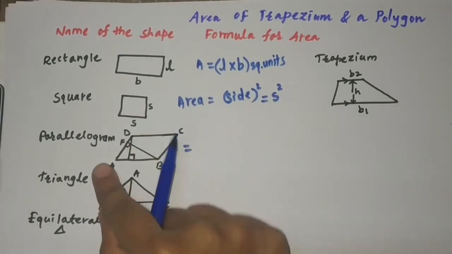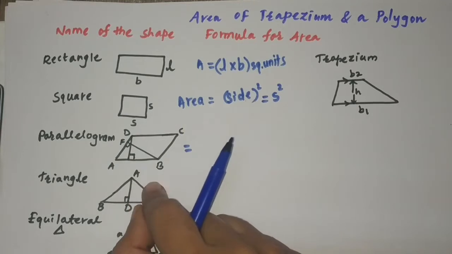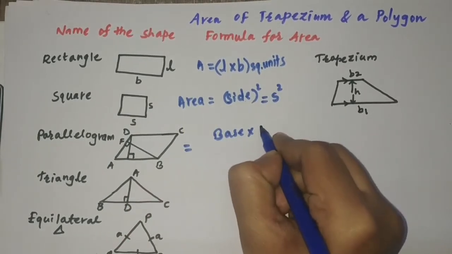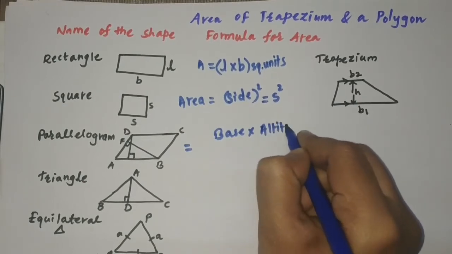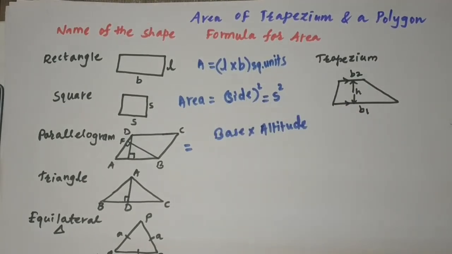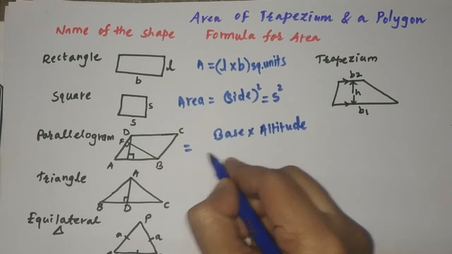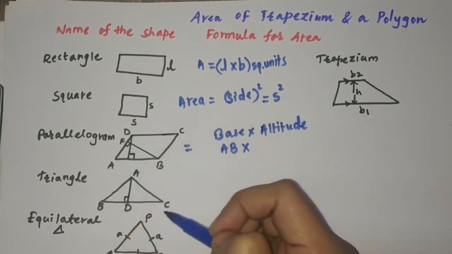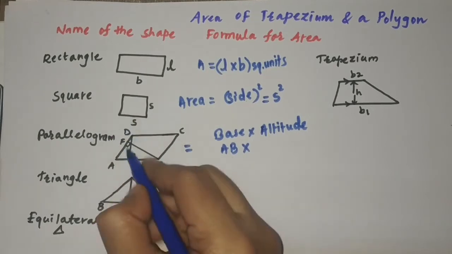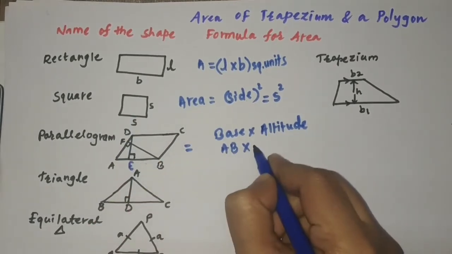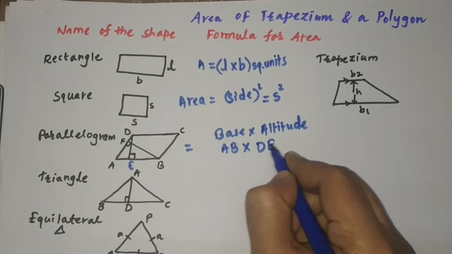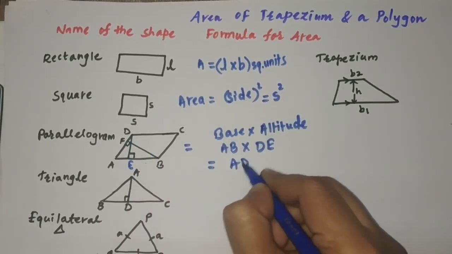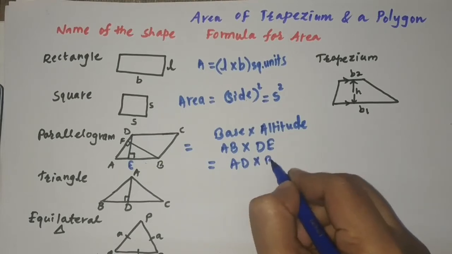Next we have a parallelogram. The parallelogram's area is base into altitude, or you can also say height. Suppose the base is AB first, then its altitude will be DE. So AB into DE. Or if you consider the base AD, then its altitude will be BF.